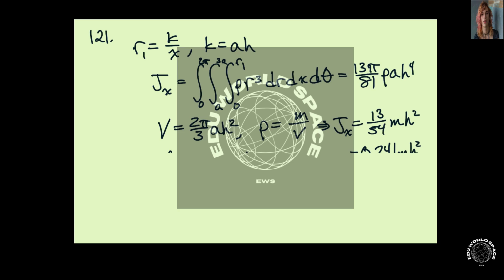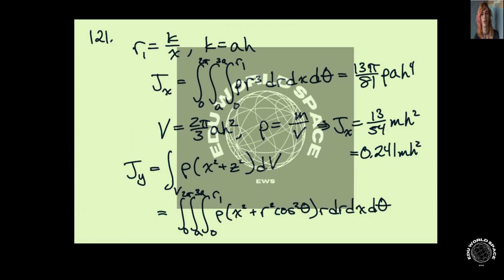Now we're asked to get it again about the y-axis. Okay, so the y-axis is perpendicular, and this time again we can't just use r squared because the mass moment about the y-axis is x squared plus z squared, and we know then in polar coordinates z is r cosine theta in the polar coordinates that I've set up.